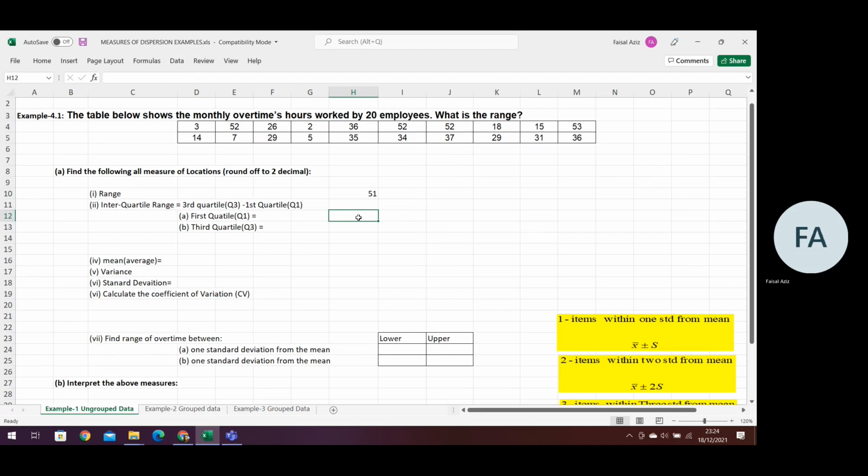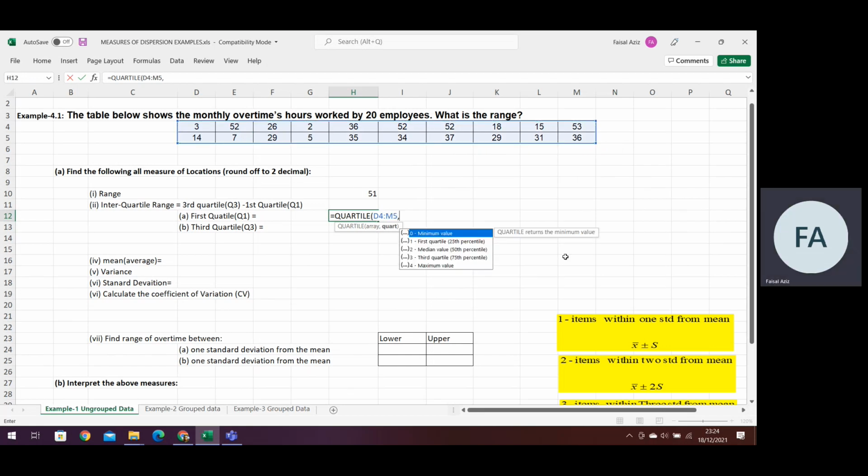We are using ungrouped data, and for ungrouped data we have built-in formulas. So I will write quartile and select this array, comma. Now which quartile are we going to calculate? We are going to calculate the first quartile. So I will put 1 and then close the bracket, click enter. The first quartile comes as 14.75. Similarly, to calculate the third quartile, I will use the quartile function.